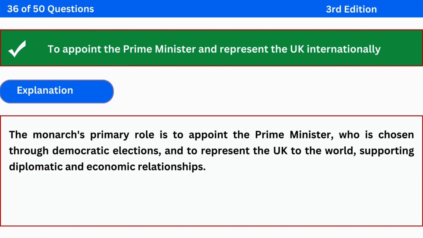The correct answer is to appoint the Prime Minister and represent the UK internationally. Explanation: the monarch's primary role is to appoint the Prime Minister, who is chosen through democratic elections, and to represent the UK to the world, supporting diplomatic and economic relationships.